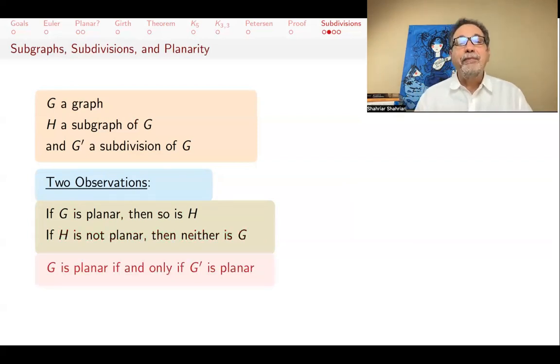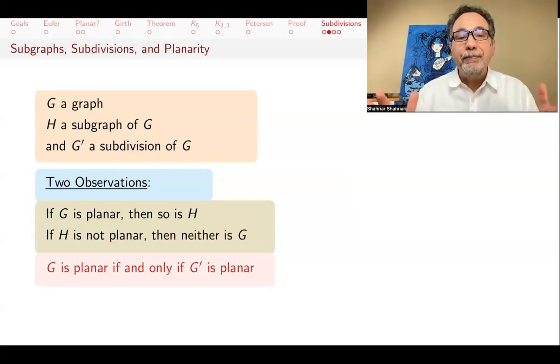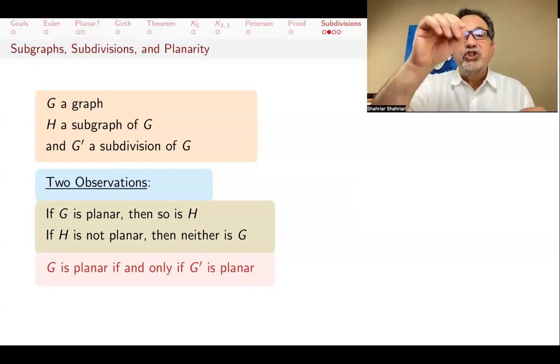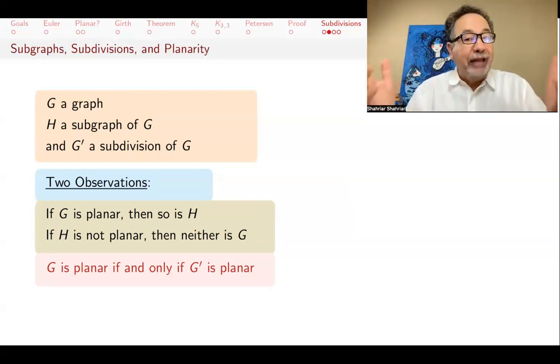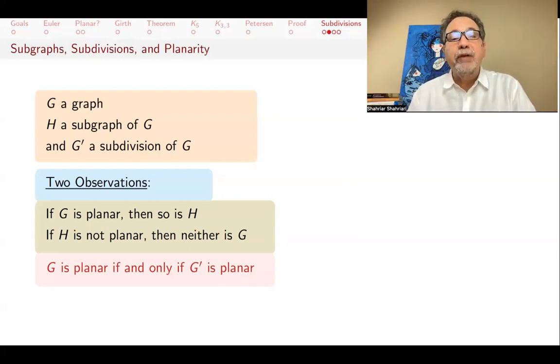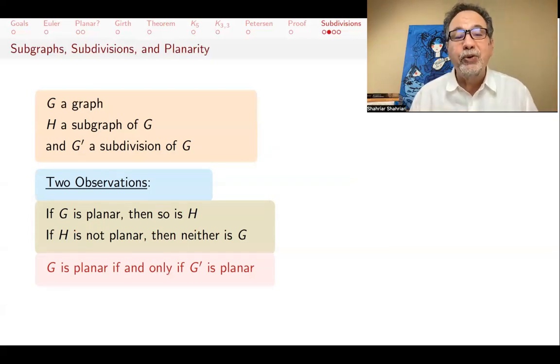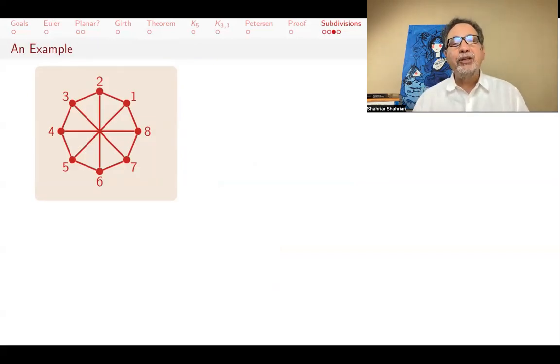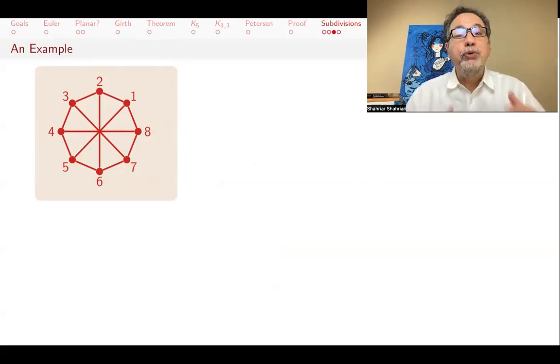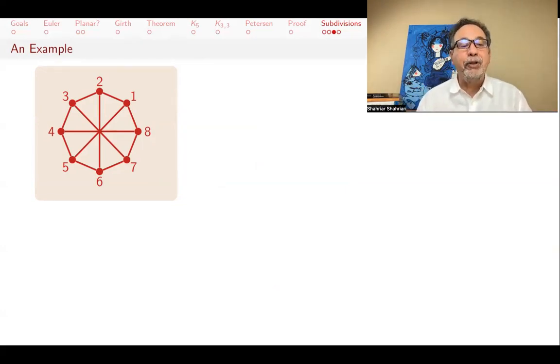Another fact is that G is planar if and only if any subdivision of it is planar. If you have a planar drawing of G, and if you insert some vertices, that will give you a planar drawing of the subdivision. And if you have a planar drawing of the subdivision, then uninserting those vertices will give you a planar drawing of your original graph. This is not very profound, but it's a very useful thing. Let me show you how we can use these two little facts to bootstrap our theorem to prove that more graphs are non-planar. So here's an example. This is an 8 cycle with 4 other edges.